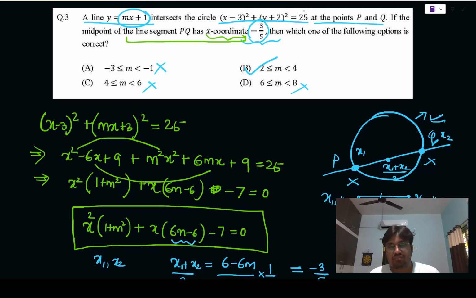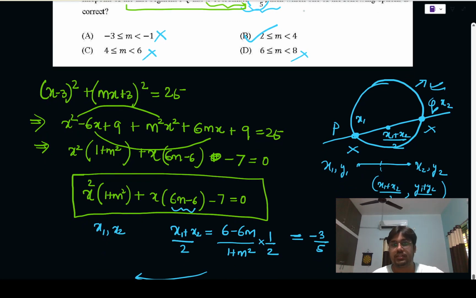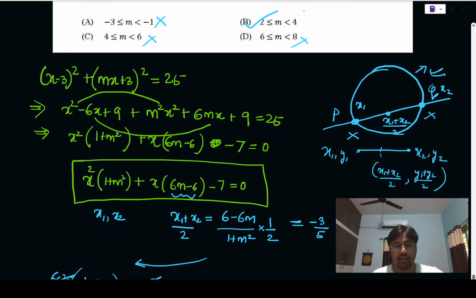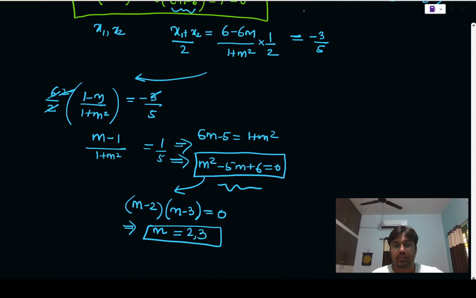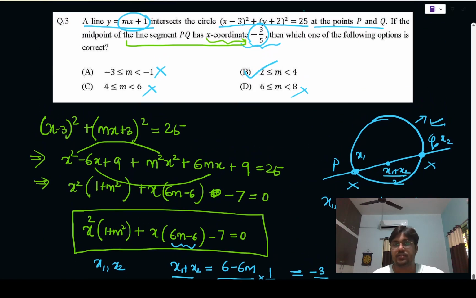You don't really need to calculate x1 and x2. The sum of x1 and x2 suffices because they have given you information regarding the midpoint, which has to be x1 plus x2 upon 2. And we know that from a quadratic equation, the sum of the roots is minus b by a. That's literally what I did. Sum of the roots is minus b by a, if you take a note. And upon putting all the values together and simplifying, we'll get this equation right here, which can be directly factorized to get m as 2 or 3. Hence, option number B is the correct choice.